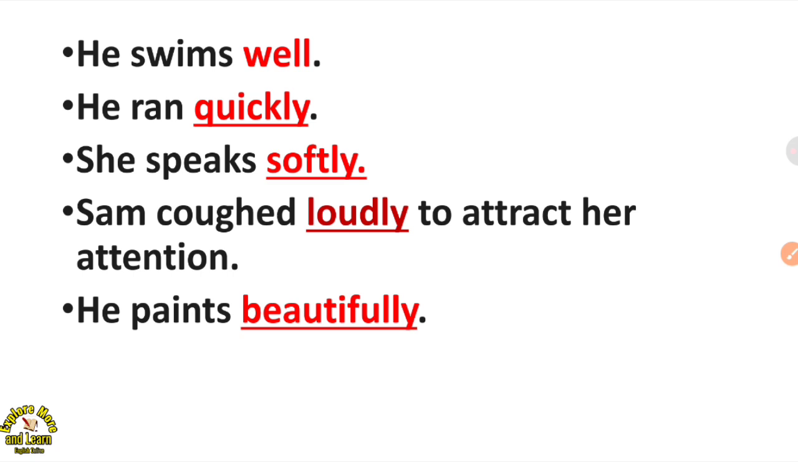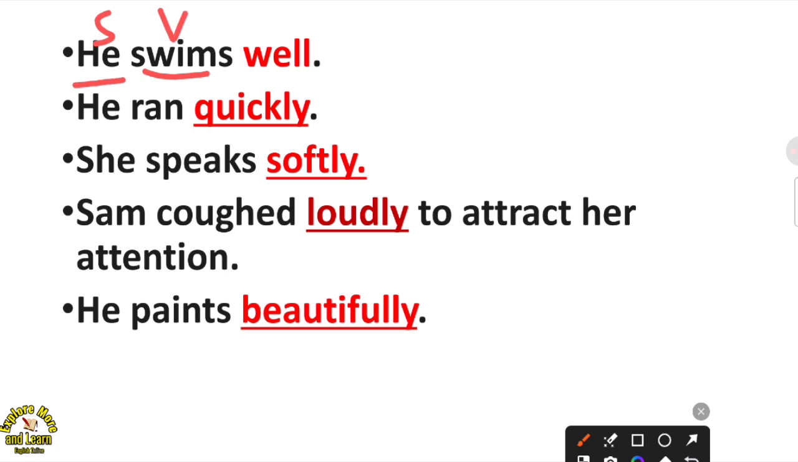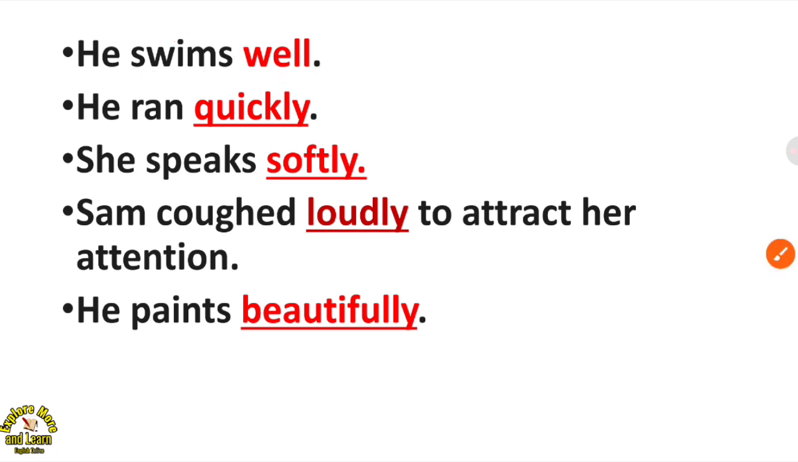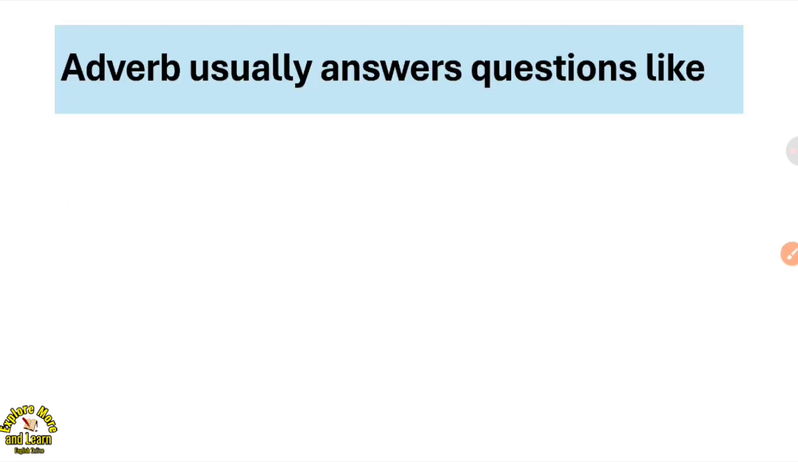So you can identify these are the verbs. This is the subject. So subject, verb, and this is the adverb. Why? Because it is adding meaning to verbs. He swims well. If you ask how does he swim, you will say well, he swims well. He ran quickly. If you ask how did he run, then you will say quickly, he ran quickly. So in this way you will find out the adverb in a sentence by asking how. Okay, but it's not limited to how only. There are other ways also to find out adverbs in sentences.